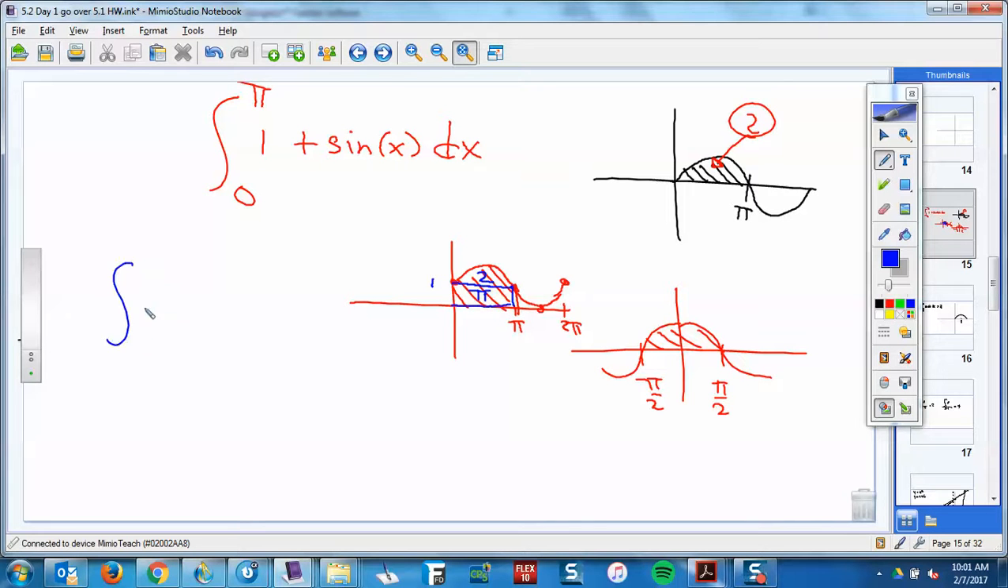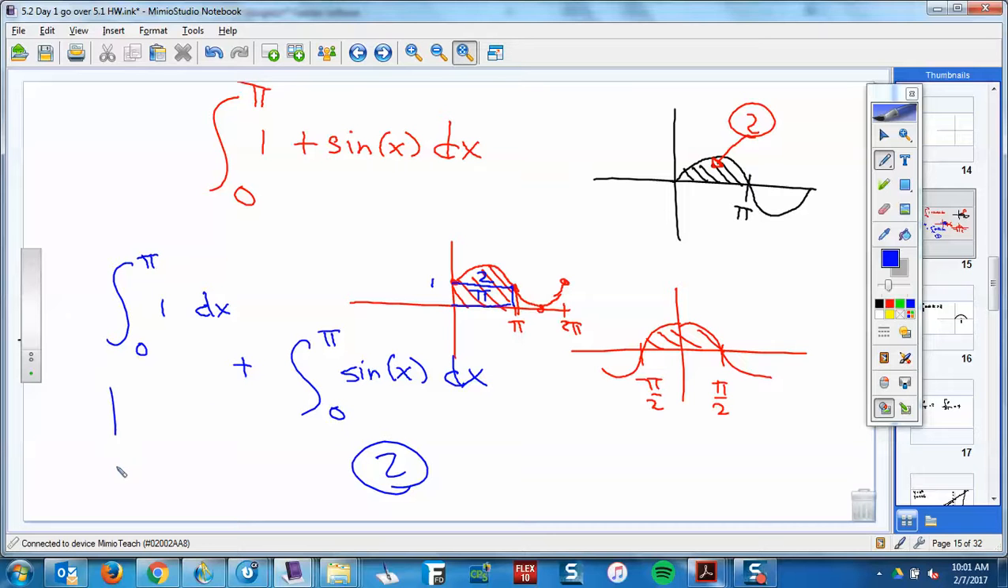But I like also what you guys said about splitting it up. Absolutely. That's what we learned yesterday, that when you have something like this, we can split it up. And so this we already know is 2, and then this would just be the graph of y equals 1 from 0 to pi, which would be that piece of area, right? So that's a good way to do it too. So I like both of those.